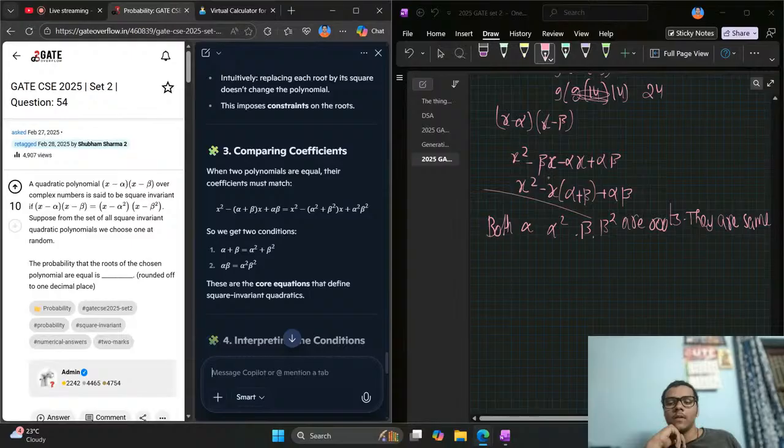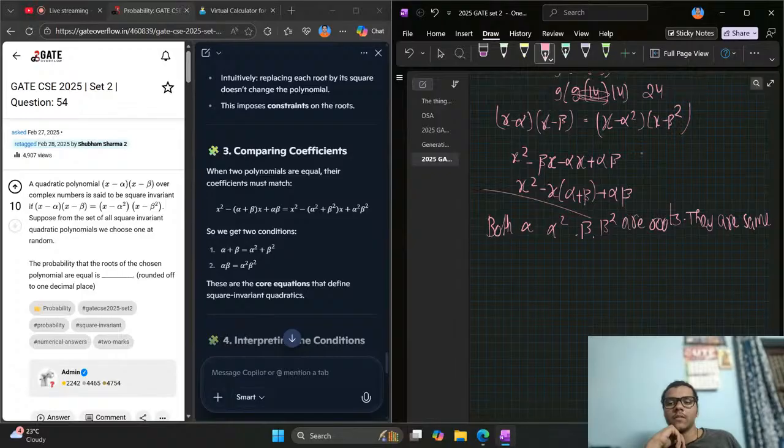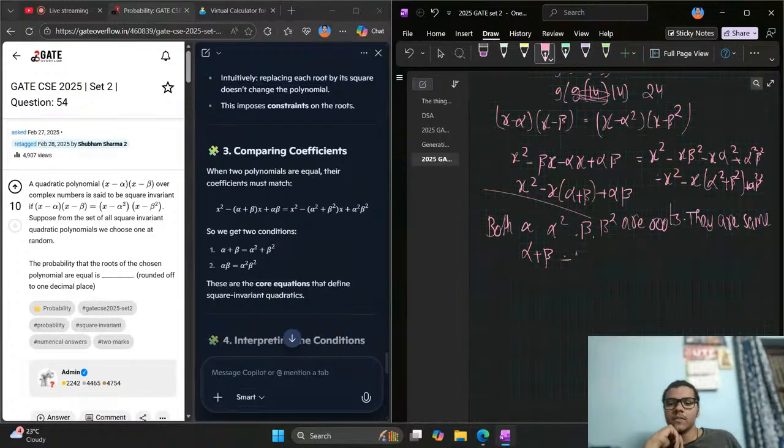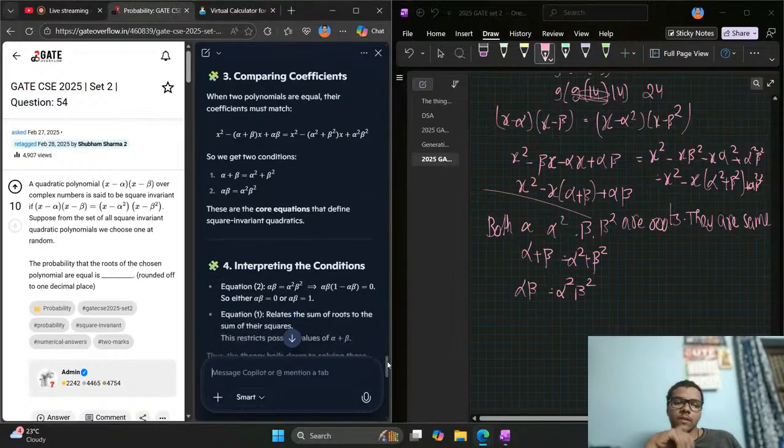Okay. So if you expand this one, what will you get? You will get x square minus x beta square minus x alpha square plus alpha square beta square. So x square minus x times alpha square plus beta square plus alpha square beta square. So alpha plus beta is equal to alpha square plus beta square. Alpha beta is equal to alpha square beta square. Those are the constraints.